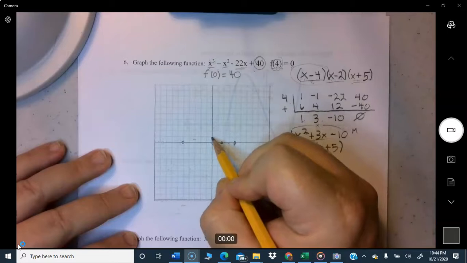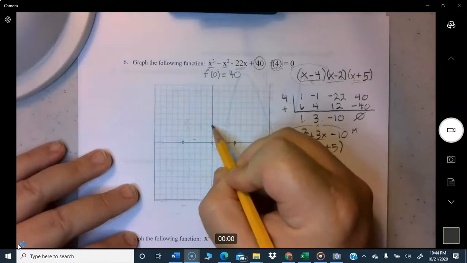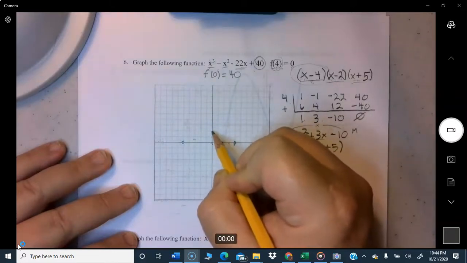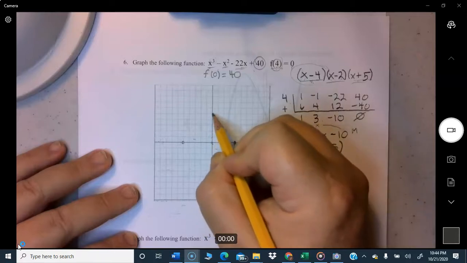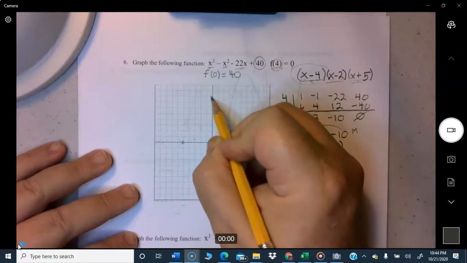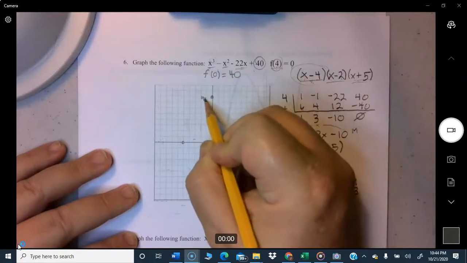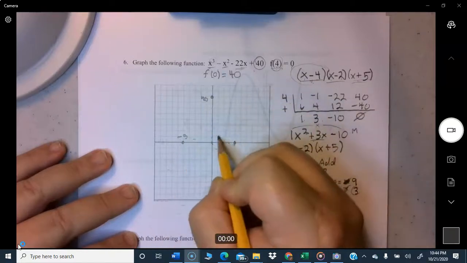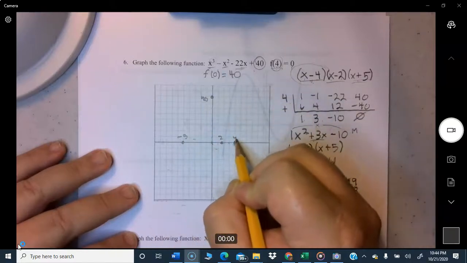So I'm going to start here. I'm going to call each of these squares going upward 5. So these are 1, but you can have a different scale going up. So 5, 10, 15, 20, 25, 30, 35, 40 right there. So that's 40. And we should label all of these. This one was minus 5. This one is 2. And this one is 4.